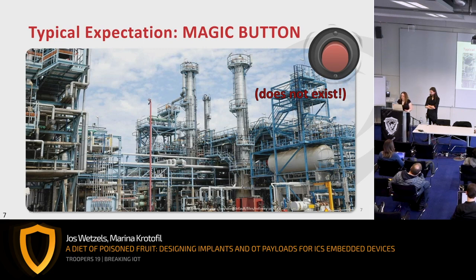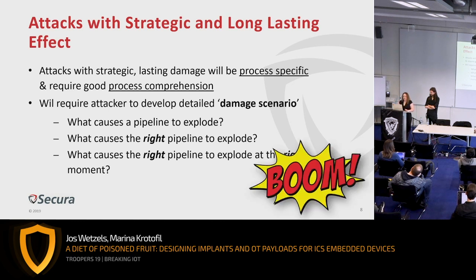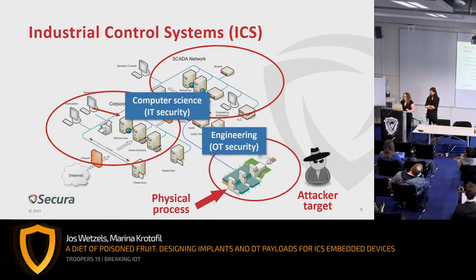How do we do bad, evil things to chemical plants? The point is that every payload has to be very process specific, designed for a specific plant, and it requires a good process comprehension. Through this talk, you will see what exactly that means. It's not enough to know what makes a pipe explode. You need to know what makes the right pipe explode, and at the right moment, so that you get that boom. So it's not that easy, it's strategic.